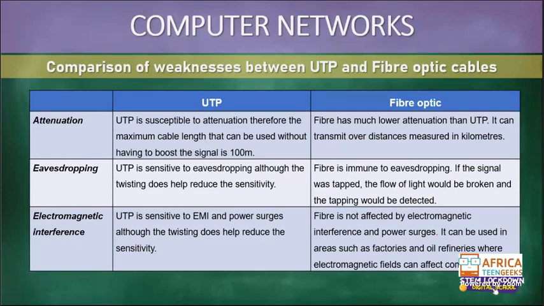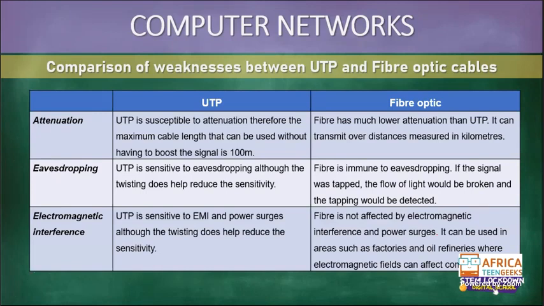That's why UTP should be at least a maximum of 100 meters. If it's more than that, then remember the copper cables, even though they offer minimum resistance to the movement of electric charges, the longer the cable, the higher the resistance. So resistance depends on the length. That's why it's limited to 100 meters. Then fiber optics has much lower attenuation than UTP. It can transmit over thousands and thousands of kilometers, longer distances.